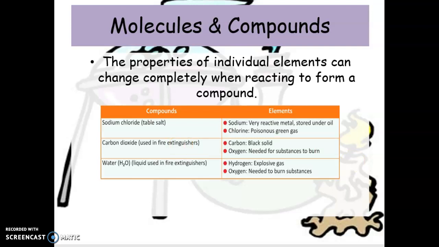So you can have a look at those other examples there, just to see what the individual elements are like on their own, and then when you combine them as a compound, what the individual compounds are like separately.